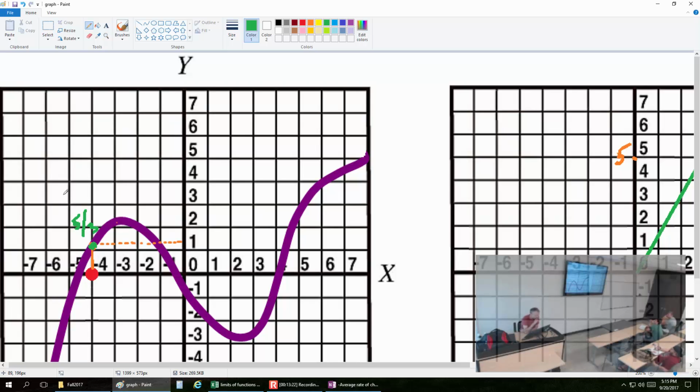The slope is 5/3. So the derivative at that location is roughly 5/3. I could write it f prime. So if this is y equals f of x, then the information that I have derived is f prime of -4 is equal to 5/3. Okay?